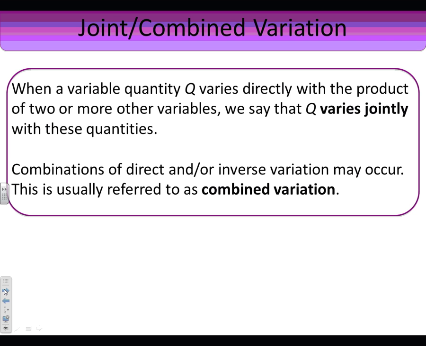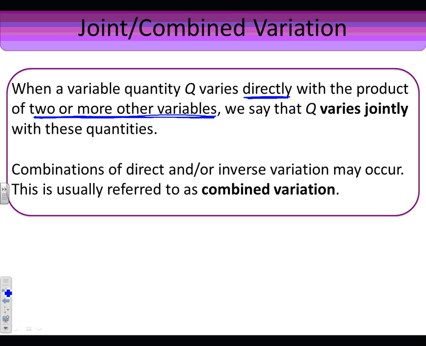So if we have a combination of direct and inverse variation, this is usually referred to as combined variation. Combined variation means we have both direct and inverse variation in the same equation, in the same problem. So it's a combination of the two of them. But you'll notice joint variation is still a type of direct variation, but you have two or more other variables, instead of just one.